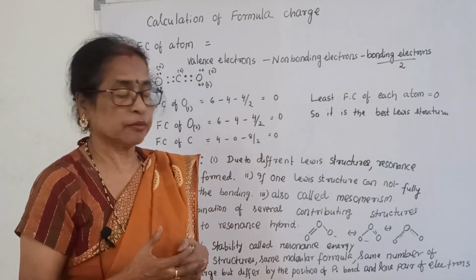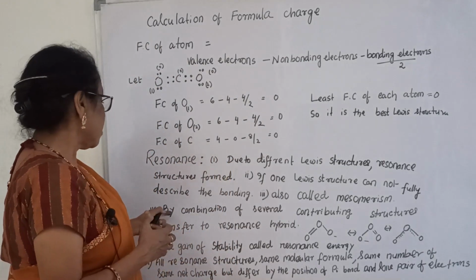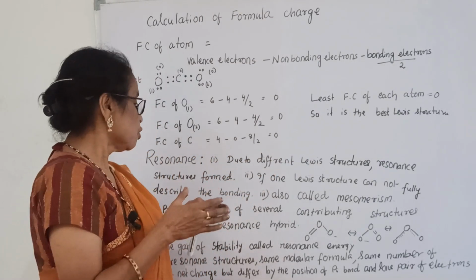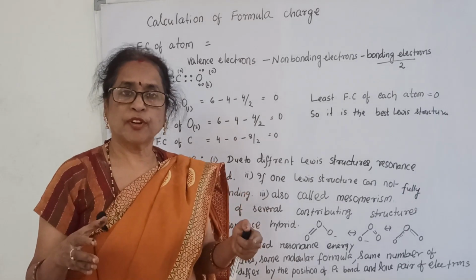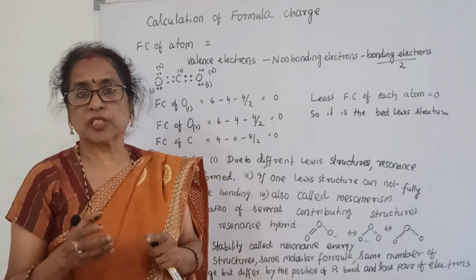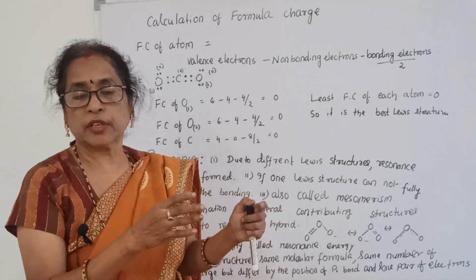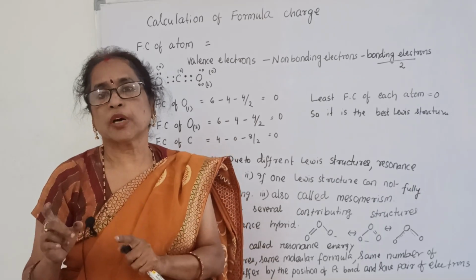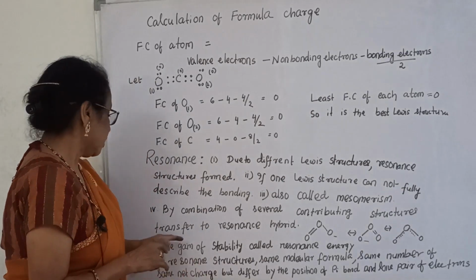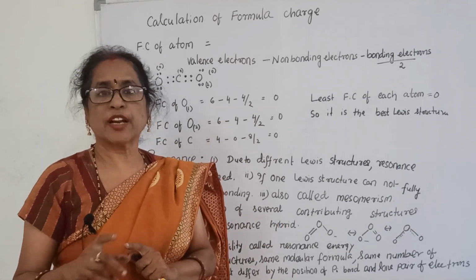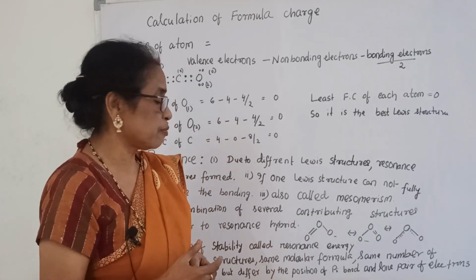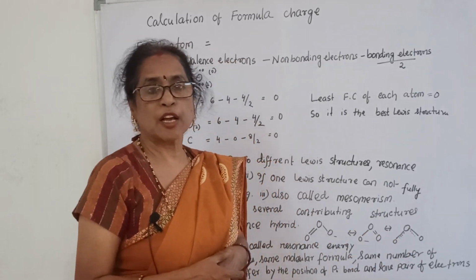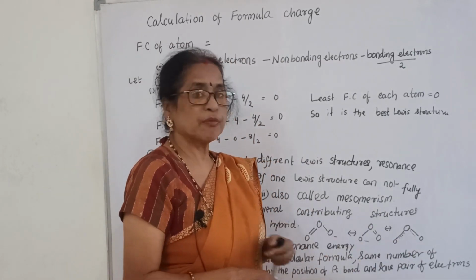Resonance is also called mesomerism. By combination of several contributing structures, it transfers to a resonance hybrid. So many contributing structures are developed, and then automatically they transfer to a resonance hybrid structure. Suppose 4 or 5 resonance structures are developed, and lastly they transfer to one, called the resonance hybrid structure. Now here in ozone, you can see one side a double bond, one side a single bond having a negative charge. 2 types of resonance structures are produced, and by combining the 2 structures, it transfers to one resonance hybrid structure.